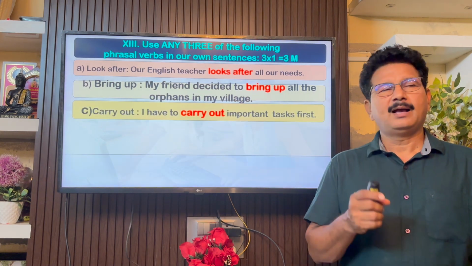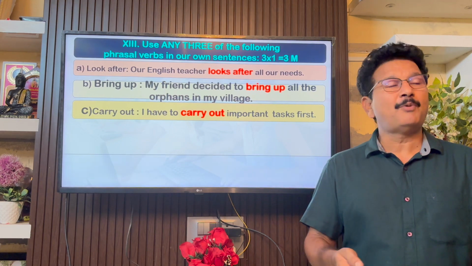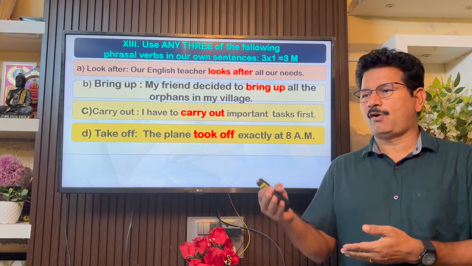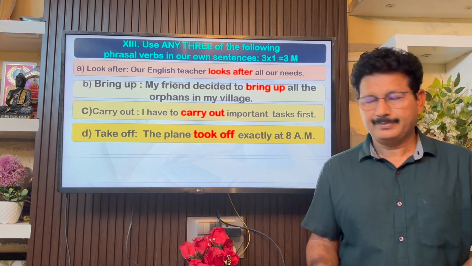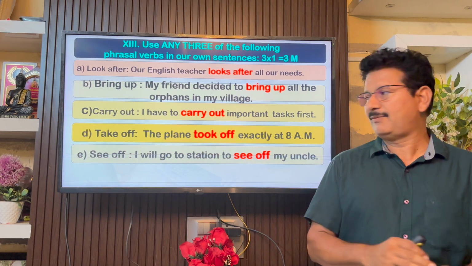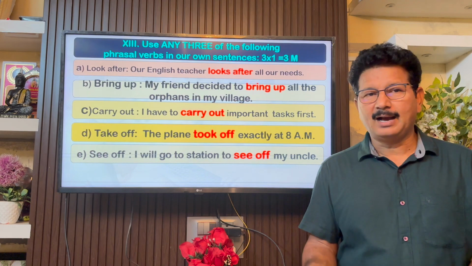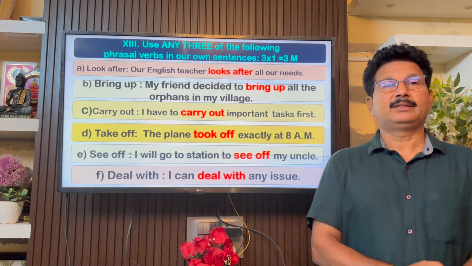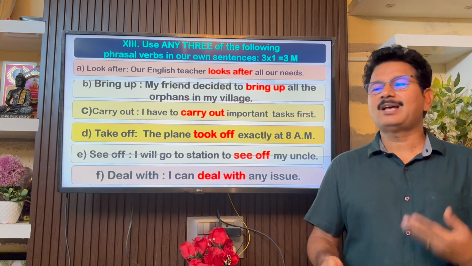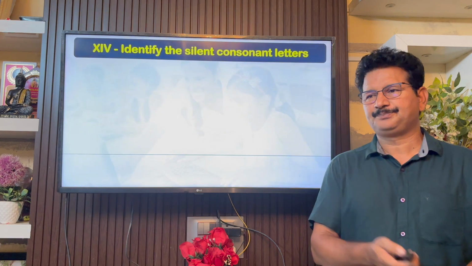You can say carry out, performing a task: I have to carry out important tasks first. Take off: the plane took off exactly at 8 a.m. See off, to give a farewell or to bid someone goodbye: I'll go to the station to see off my uncle. And deal with: I can deal with any issue or any problems. So this is how you have to do it. Just read the many phrasal verbs that you have in your reader.